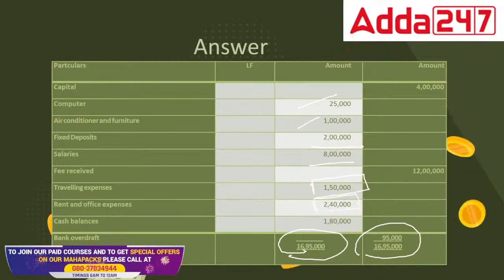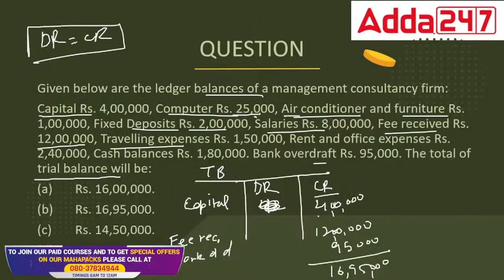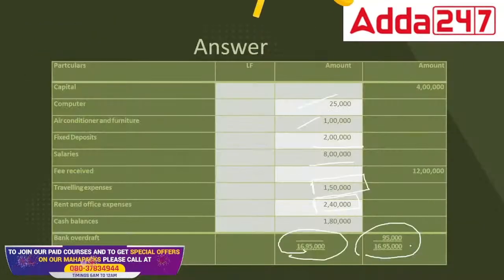I think the best thing is you solve this question on your own and you actually calculate the entire portion, whether your debit side is also coming for 16,95,000. This kind of question will help you to understand the conceptual part of these things, because this is really important.